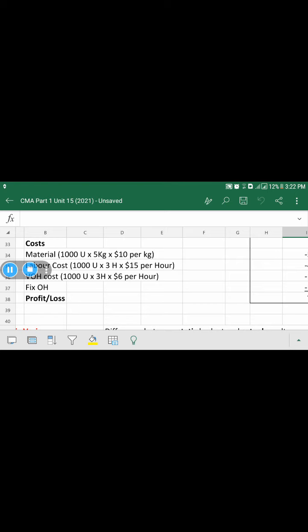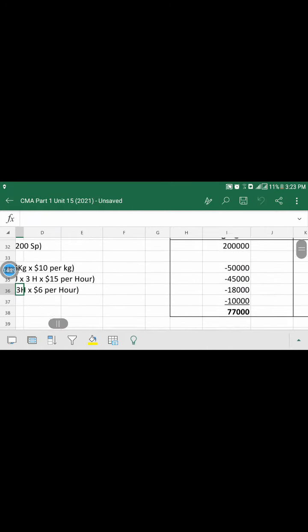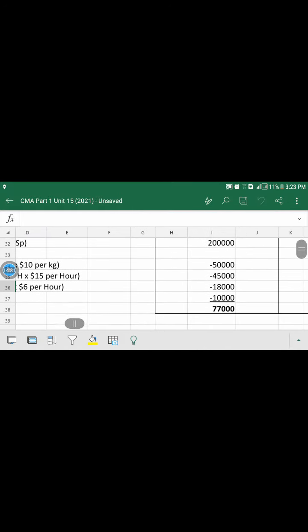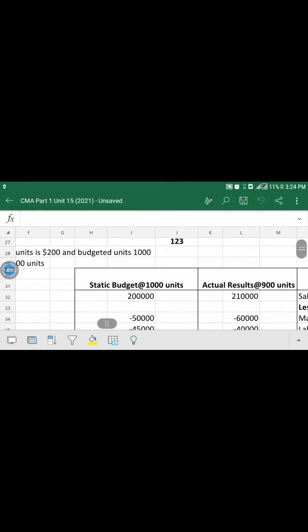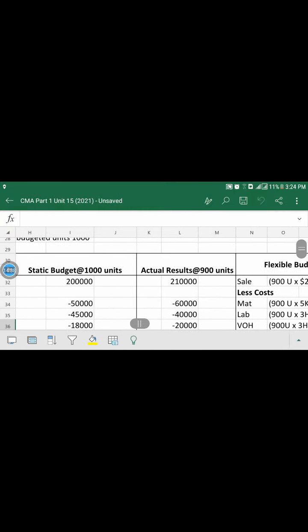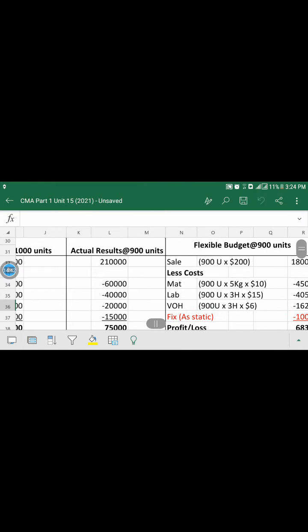But for the fixed cost, it is 10,000. Remember one thing: the fixed cost never changes. Fixed cost means it never changes. The fixed cost is here, you can see, 10,000. You can never change it on the activity level. So in the flexible budget, never change that. As per the statics, we have to fix it here. Fixed cost is always the same. So 10,000, you just write here, and when you do it, then you'll get your profit.